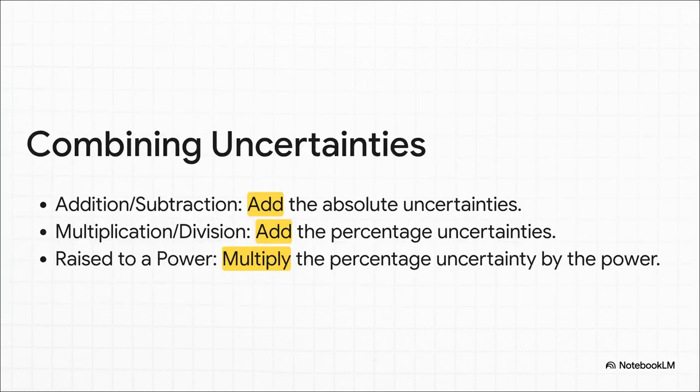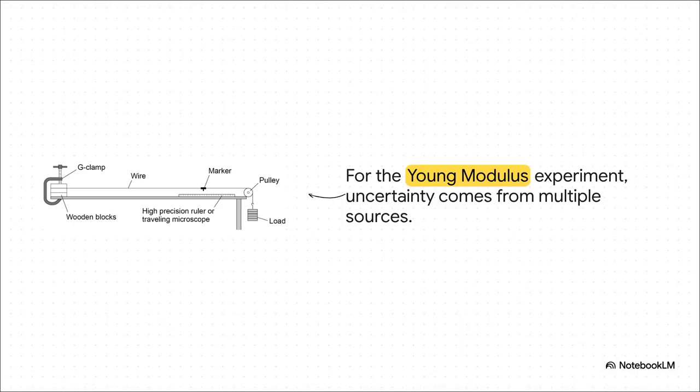But, of course, you're almost never using just a single measurement in a final calculation, right? You're plugging them into formulas. So you need to know how to combine their uncertainties. And here are the rules. If you're adding or subtracting numbers, you add their absolute uncertainties. If you're multiplying or dividing, you add their percentage uncertainties. And if you're raising a measurement to a power, you just multiply its percentage uncertainty by that power. This is your tool.